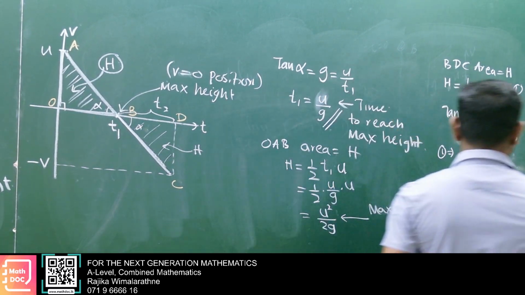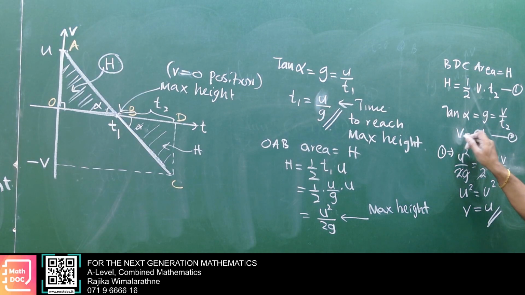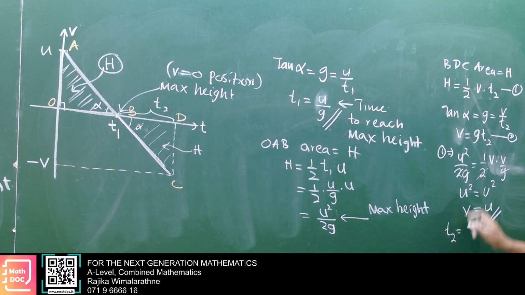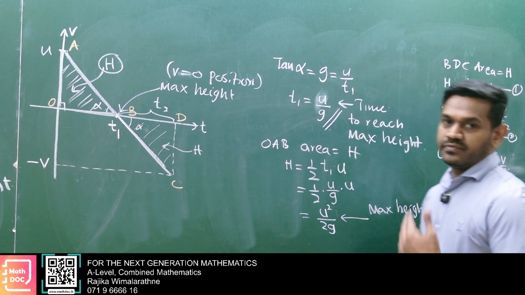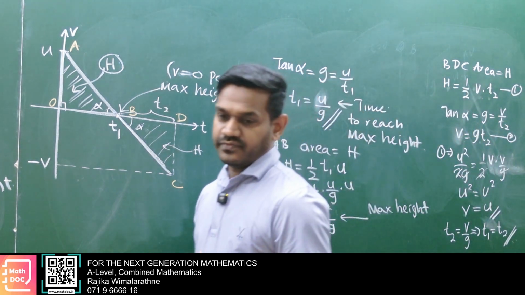Okay, by this one you can say now V equal u, no? Then T2 equal V over g. Therefore, here T1 equal T2. Therefore, upward motion time equal downward motion time.